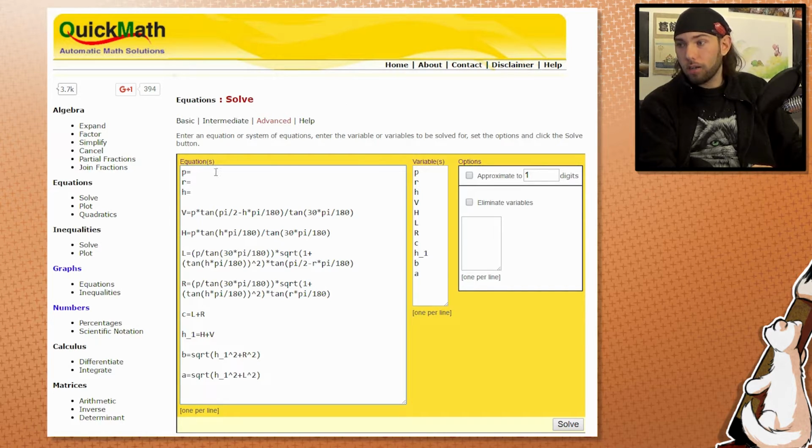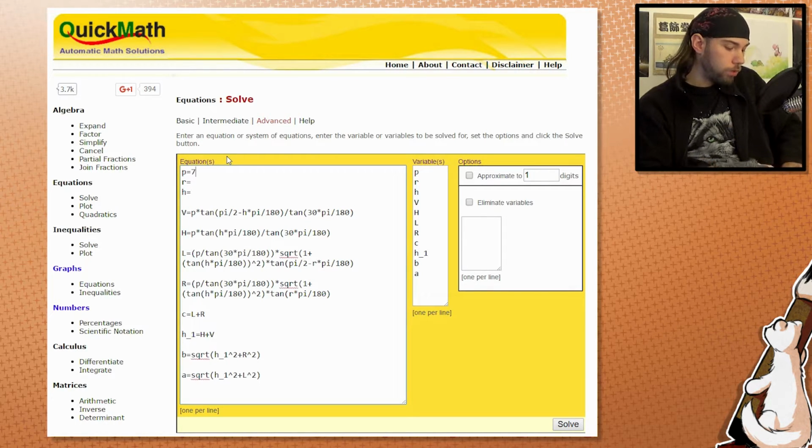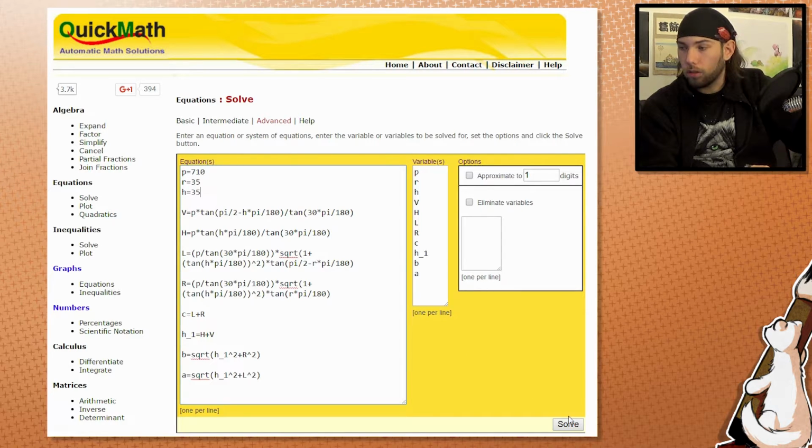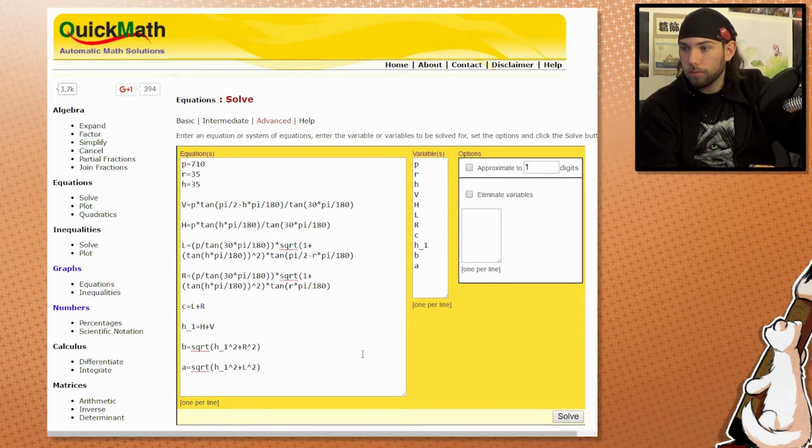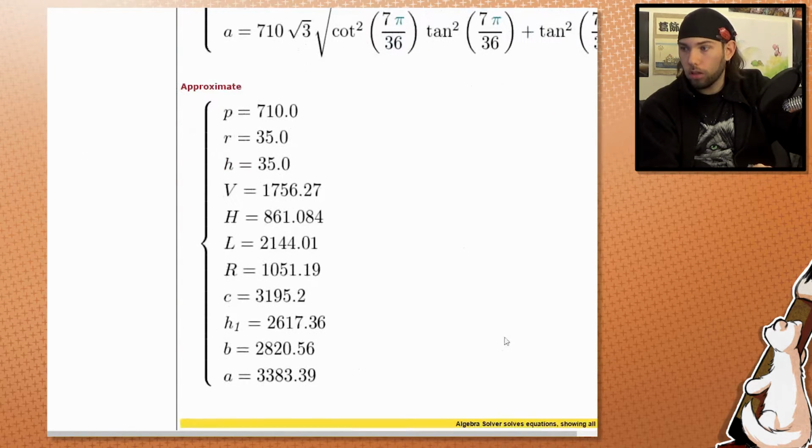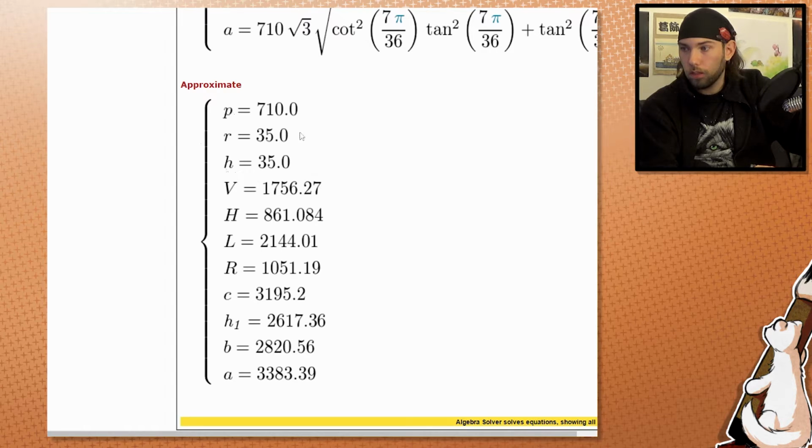So the first link that we have here, we just enter the values that we had before and then click on solve. And it takes a little while. And now we scroll all the way down. These are the values that we entered before, and now these are the values that we got. And we need to write down all of these and use them in the next step.